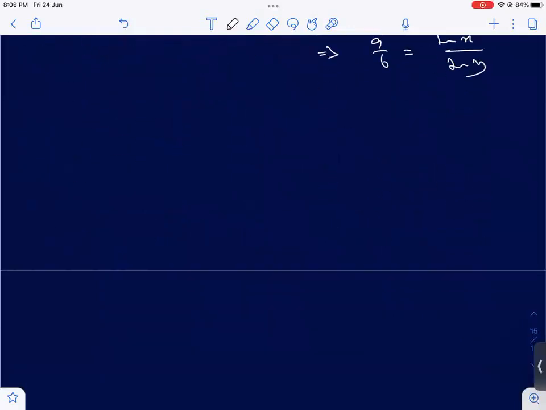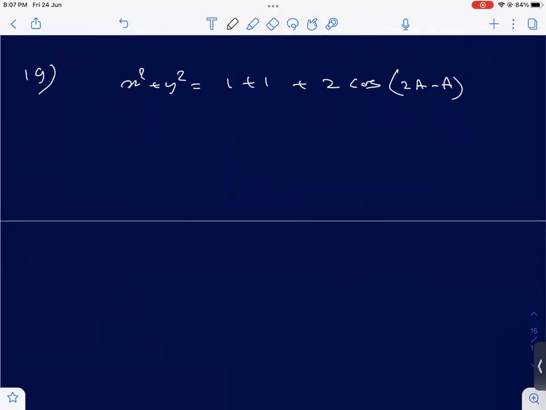Now let us go to 19. Sum number 19. Seeing the sum of 19, let us proceed like this. Simple, I am not writing so much. So squaring and adding. If we apply squaring and adding, we are getting x square plus y square equal to 1 plus 1 plus 2 cos 2A minus A, because of the cos A cos B plus sin A sin B, cos A minus B formula, and sin square theta plus cos square theta is coming to be 1.